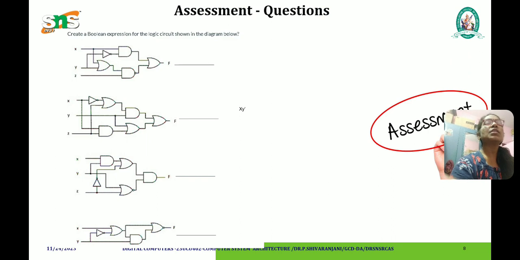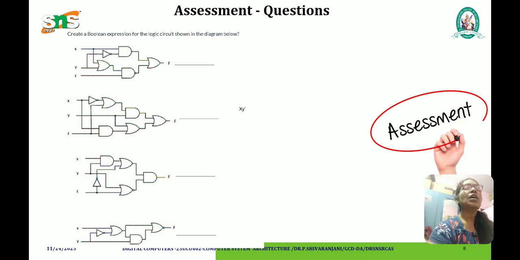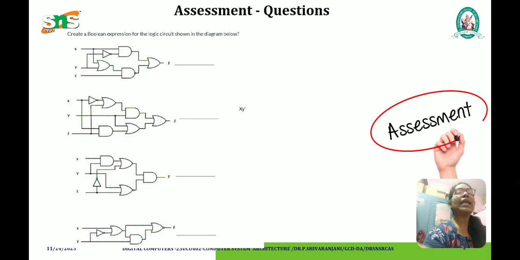These are some of the assessment questions. Just go through them and we will have a discussion in our class.